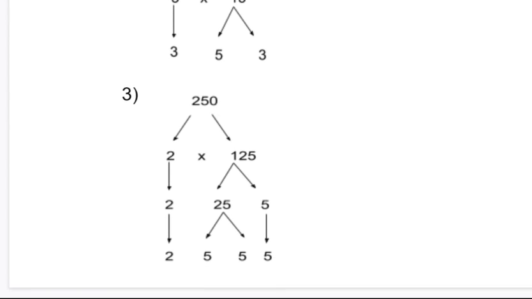And for 250, the two numbers first that can give me 250 are 2 and 125. I cannot further divide 2, but I can further divide 125 because 25 times 5 is 125. I cannot further divide 5 because it's already a prime number, but 25 I can divide further, because 5 times 5 is 25. So now the final numbers are 2, 5, 5, and 5. So therefore the prime factors of 250 are 2 and 5.